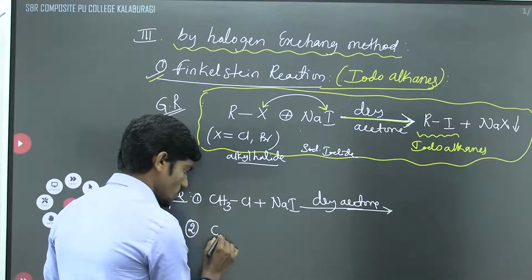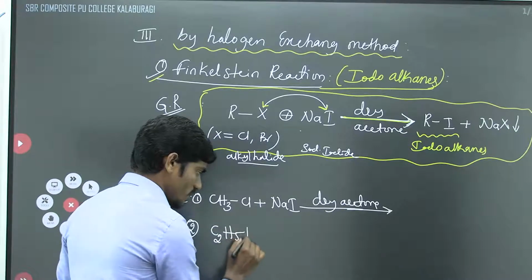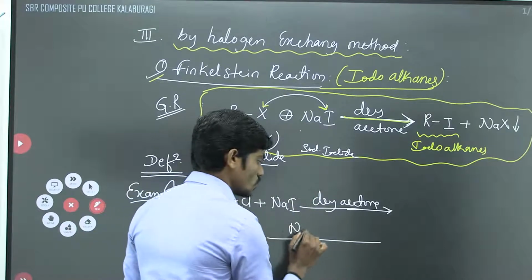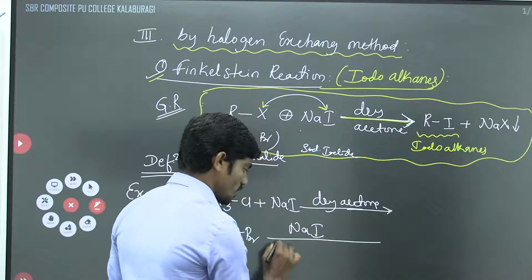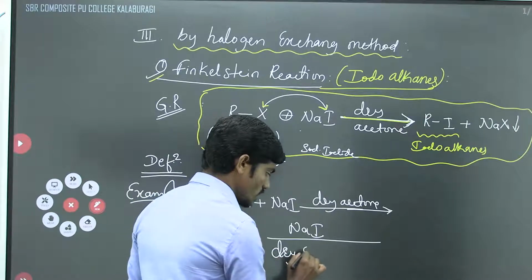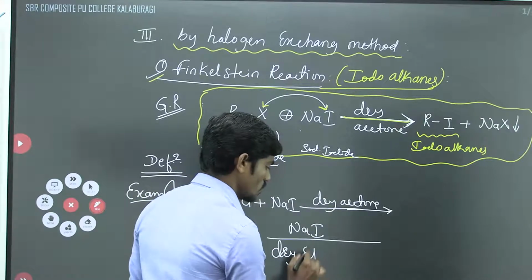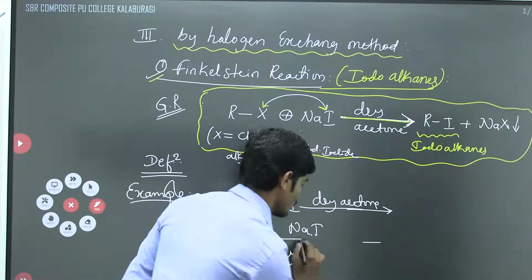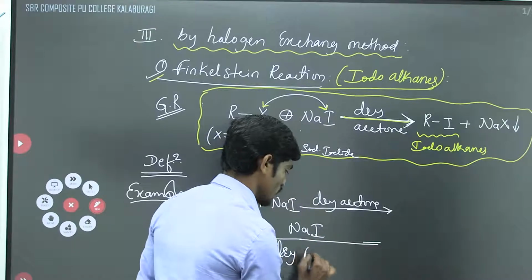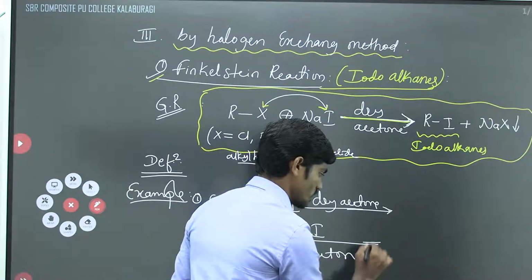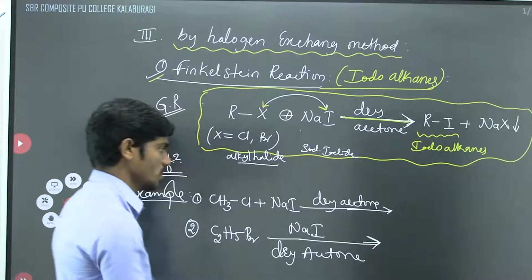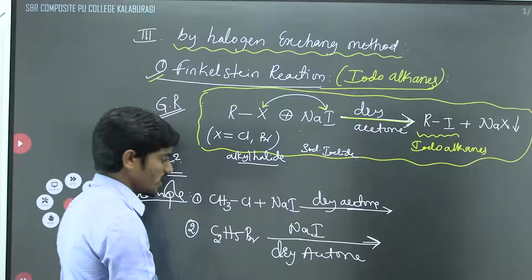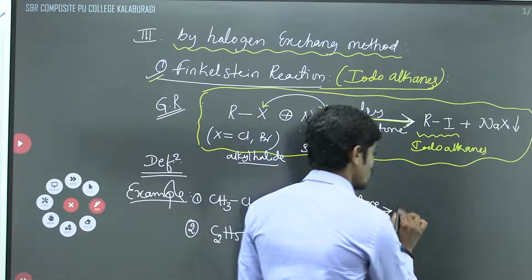Second one, C2H5Br. When it is treated with sodium iodide in the presence of dry acetone, this gives rise to the product. So you can write either like this, or in the presence of sodium iodide and dry acetone, this gives rise to the product.